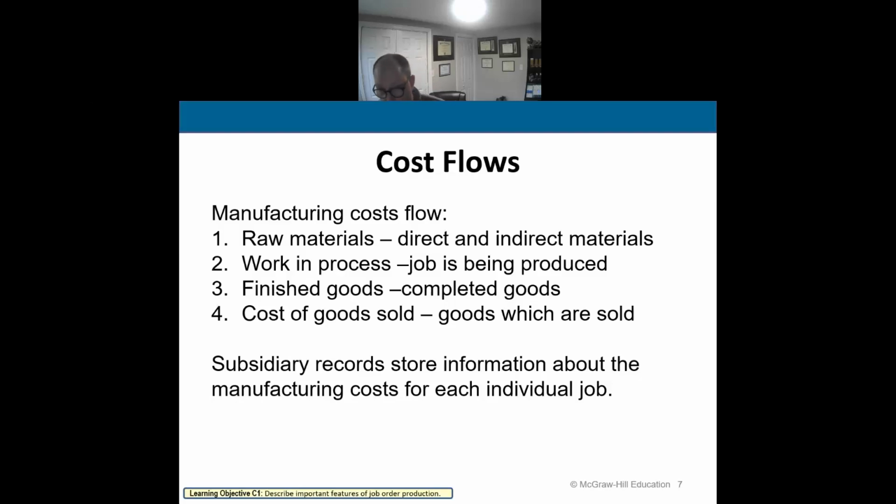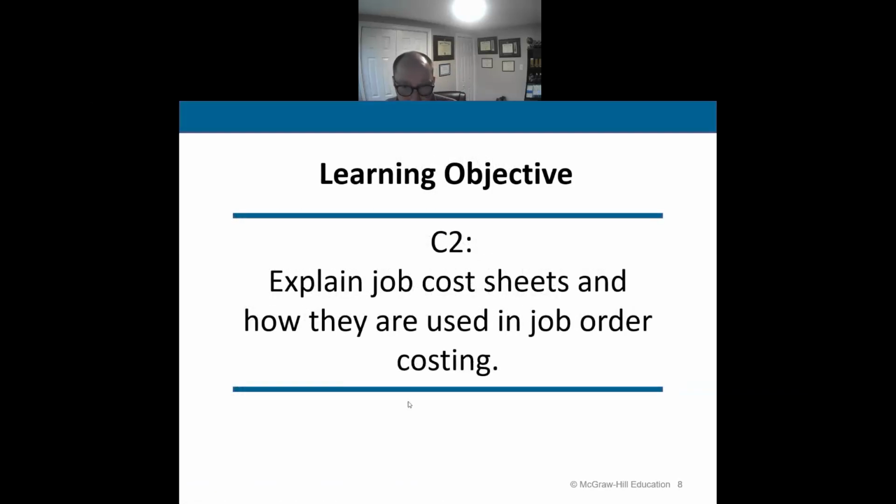That's part of work in process. We'll talk about that. And that goes on the job order cost sheet. Then finished goods are the completed units. Cost of goods sold is what it becomes when we sell the product to the customer. And these are done with the job order cost sheets.